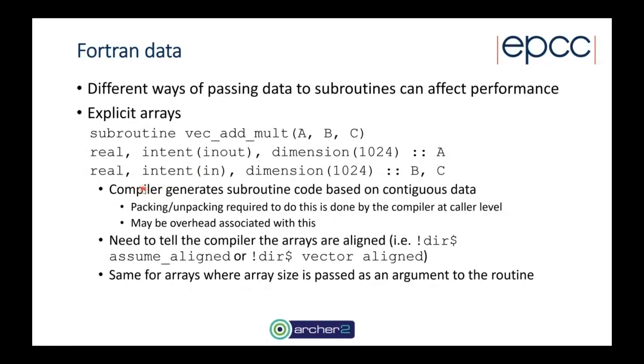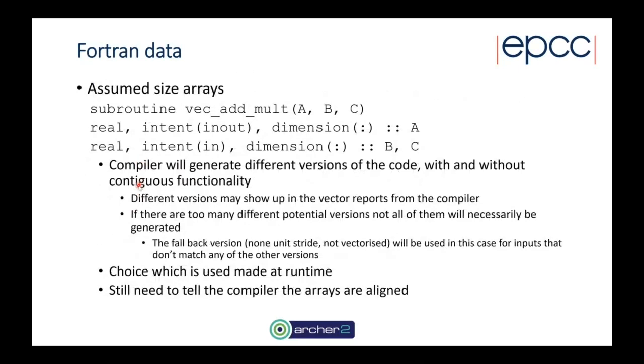There is also some complexity. I'm not going to dwell on this here because I'm running over time again, but there are a little bit of complexities in how we pass data in Fortran to subroutines. If you're passing explicit arrays into the Fortran, then you can assume contiguous data. You may need to tell it it's aligned.